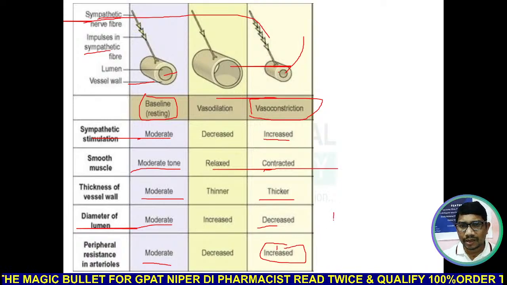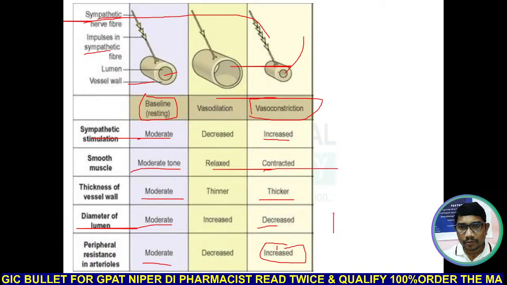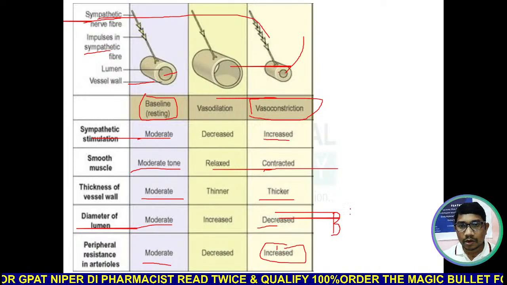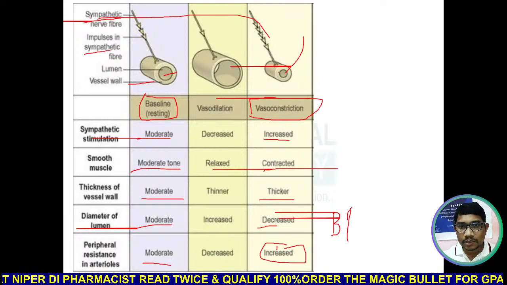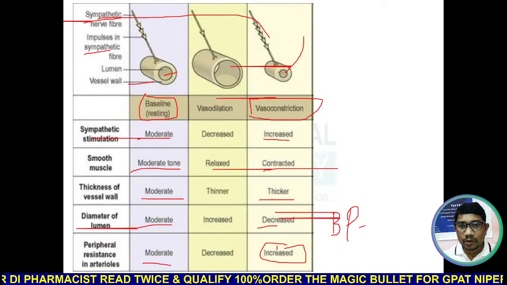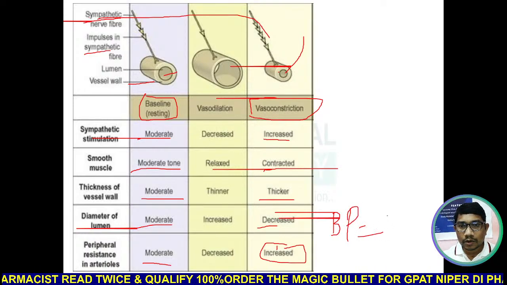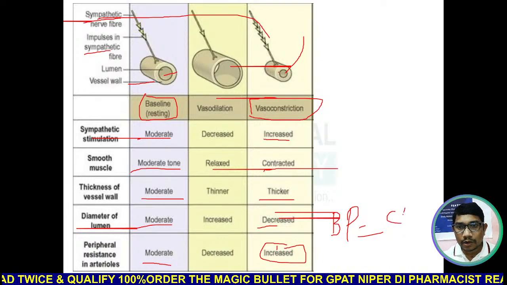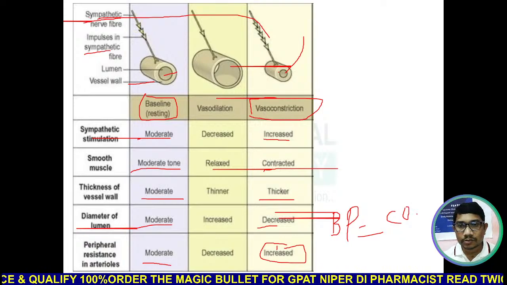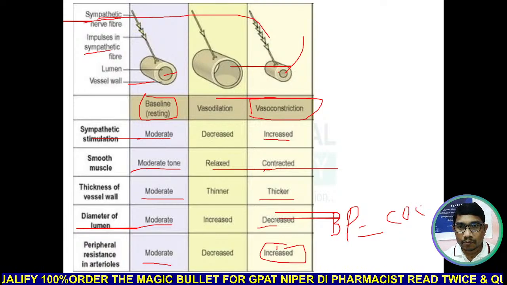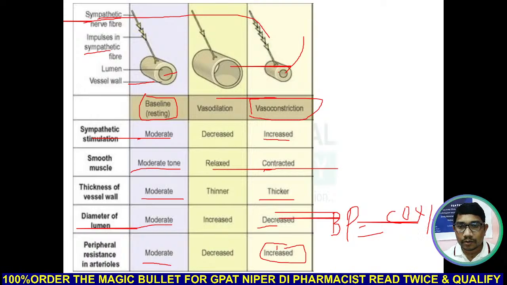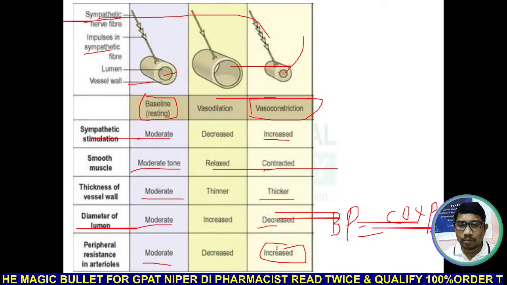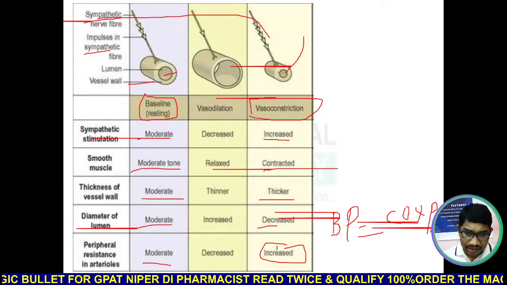अब आपको एक फॉर्मूला याद रखना है, ब्लड प्रेशर is equal to cardiac output into peripheral resistance, PR, peripheral resistance. So blood pressure is equal to cardiac output into peripheral resistance.